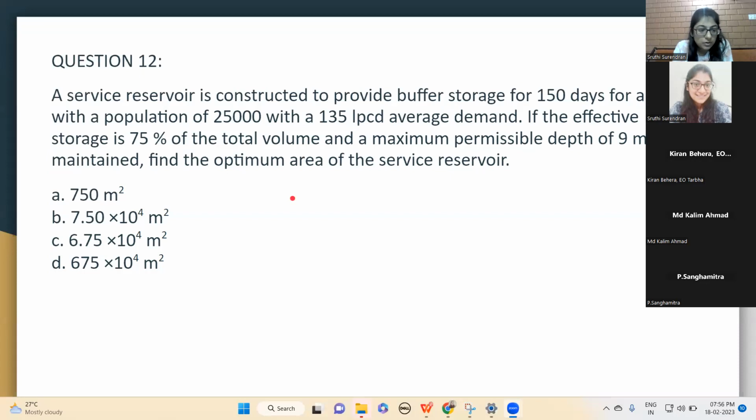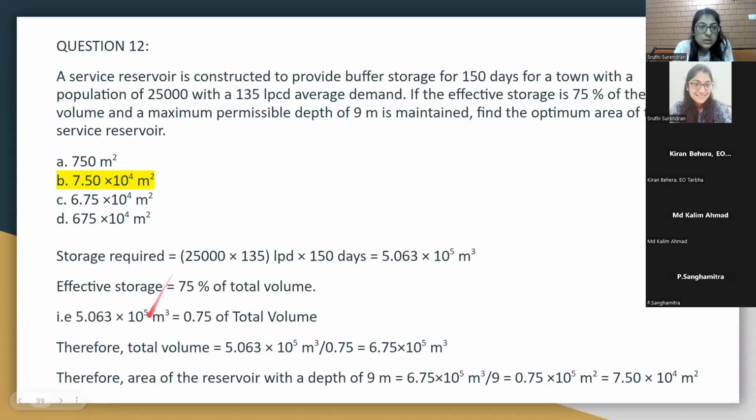So here's how it is being solved. The storage required, you can obtain by multiplying the population with the liters per capita per day demand. When you multiply the population, you know for the entire population the amount of water required. Now when you multiply that with the number of days, we get the volume of water required. Here, since the volume of water required is in liters, we have to take care to convert it to meter cube. So the storage volume obtained will be 5.063 into 10 to the power 5. I hope you understood this part.